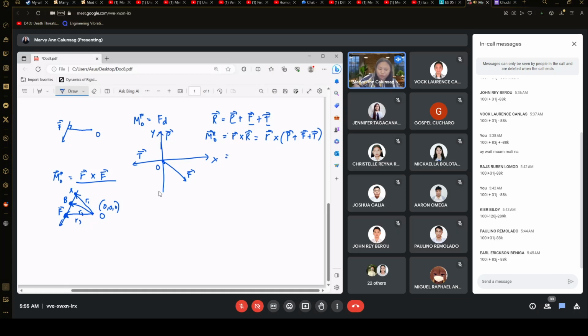Or this would be equal to the sum of the moments of its individual forces about point O: R cross F plus R cross T. So the moment of the resultant about point O is, again, the moment sum of all its components, the summation of the position vector times the force vectors. Okay, let us have an example.